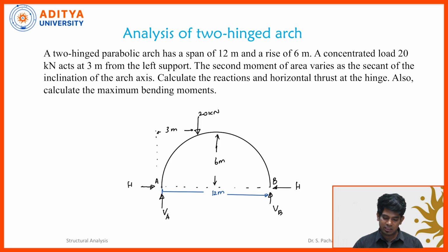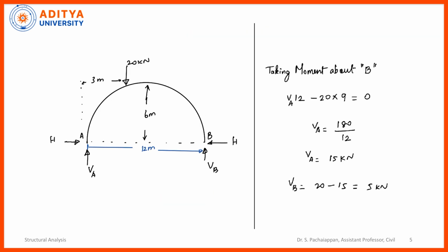You can see it here. This load is kept 3 meters from the left support. The hinge is provided at support A and then support B. Since it is a two hinged arch, we don't have a hinge at the crown of the arch. So we only have the hinges at support A and support B.